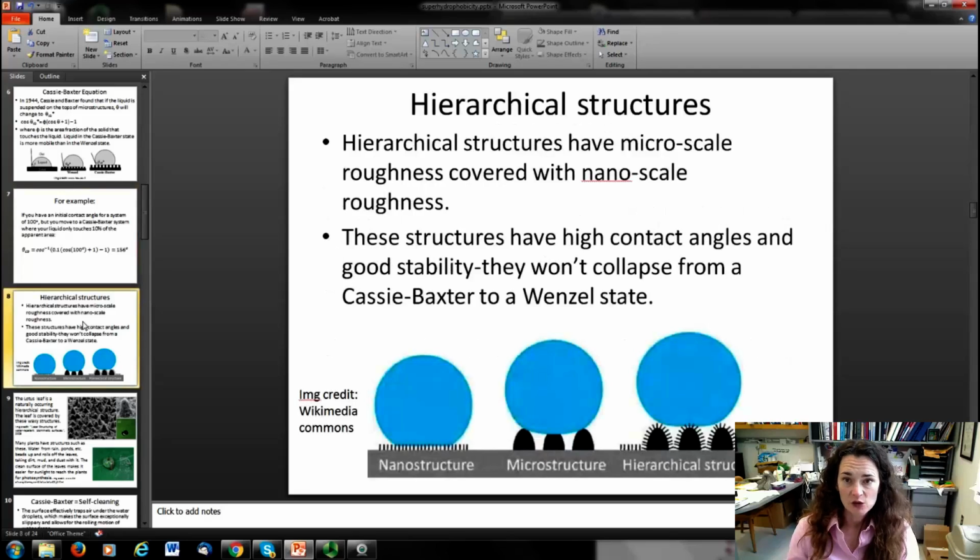That stopped happening once we learned about hierarchical structures. Now, hierarchical structures have a microscale roughness that's actually covered with a nanoscale roughness. And these structures have very high contact angles and good stability so that they don't collapse from the Cassie Baxter back to the Wenzel state. So you can see here, here's your nanostructure, your microstructure, and your hierarchical structure here.